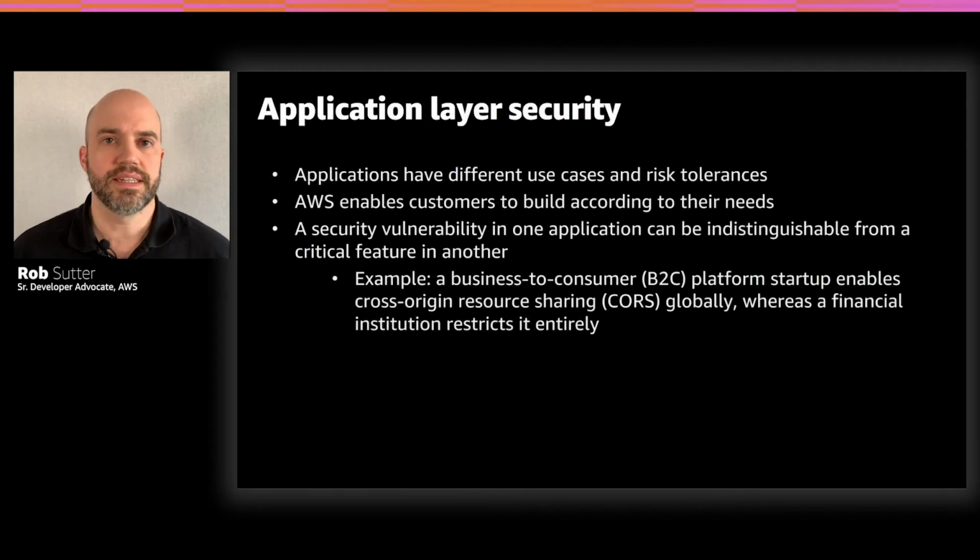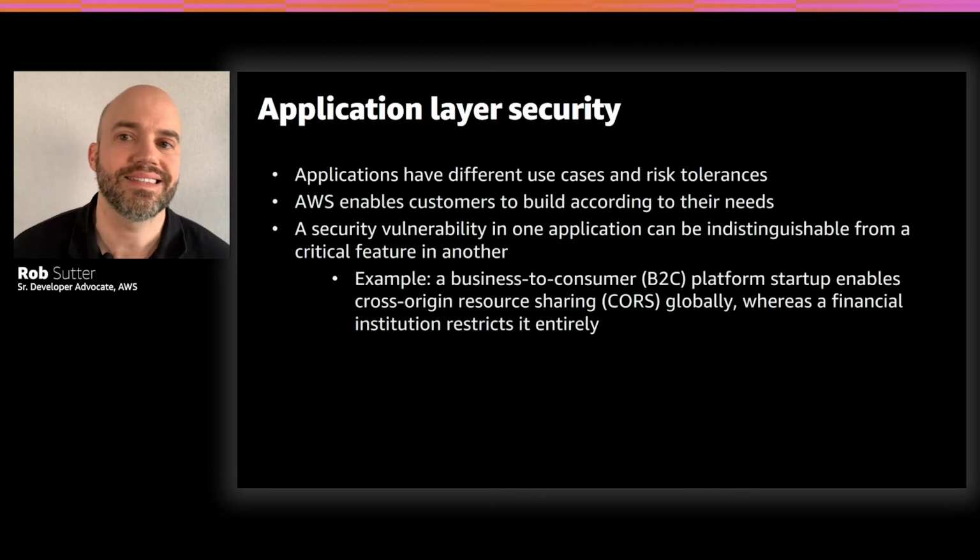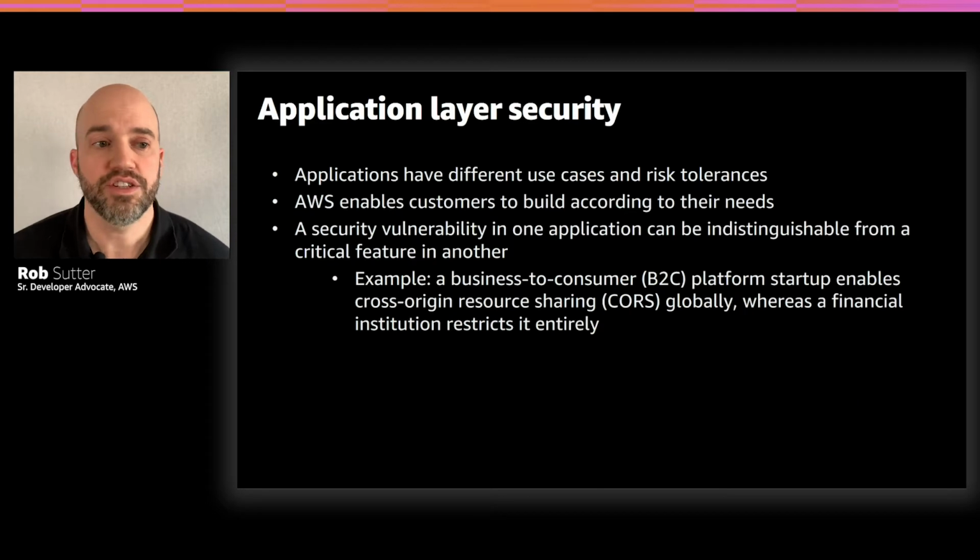The first area that we said you'd retain responsibility for is application layer security. Every user's application has different use cases and risk tolerance. AWS enables you to build your applications according to your needs. What this means is that you have the potential to do things in your application that might be considered a security vulnerability in another application, but it's all use case dependent. That's why it's important to know the business function of your application.